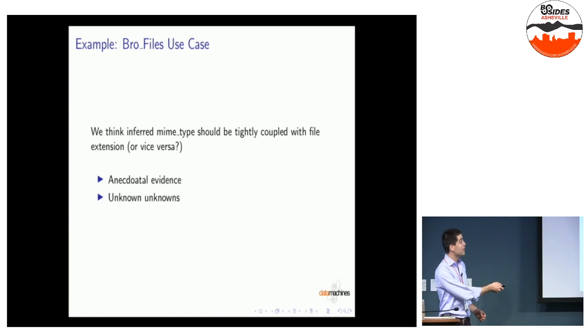We think MIME type should be tightly coupled with file extension, or vice versa. The rules have an arrow, but there's no sense of causality or directionality under them. And we know breakages of this might be interesting because of anecdotal evidence, right? That thing I just mentioned: it says PDF, but look, what's under there? It's an executable. Uh-oh. So we have anecdotal evidence that this kind of breakage might be interesting.